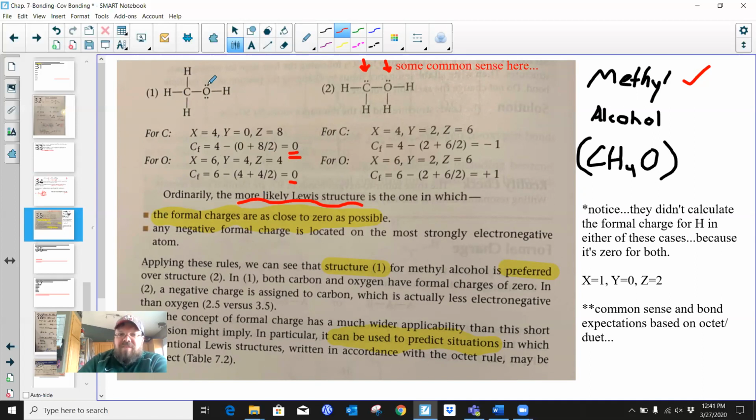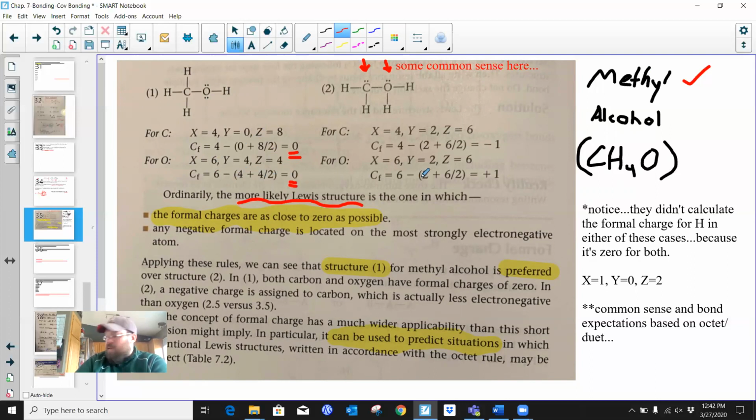Do the same thing for the oxygen here. Oxygen as a free atom would have an X value of 6, since it has 6 valence electrons. The Y value is 4, since it has 4 unshared electrons that it owns exclusively. And then it's got a total of 4 shared electrons among its 2 neighbors. So 6 is X, 4 is Y, Z is 4. 4 divided by 2 is 2. 4 plus 2 is 6. 6 minus 6 is 0.